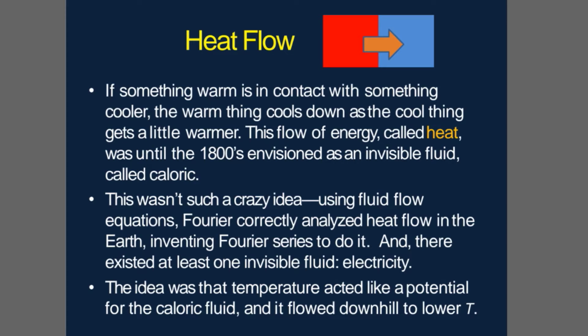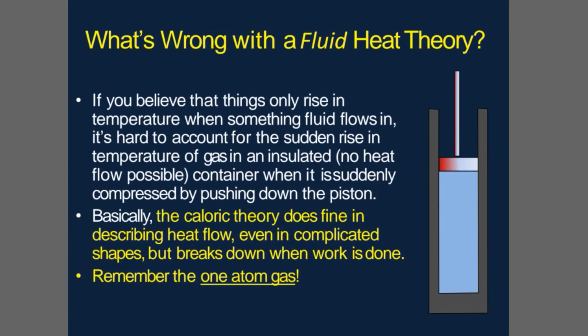Fourier correctly analyzed heat flow in the earth, inventing Fourier series to do it, and there existed at least one visible fluid, electricity. The idea was that temperature acted like a potential for the caloric fluid, and it flowed downhill to lower T.